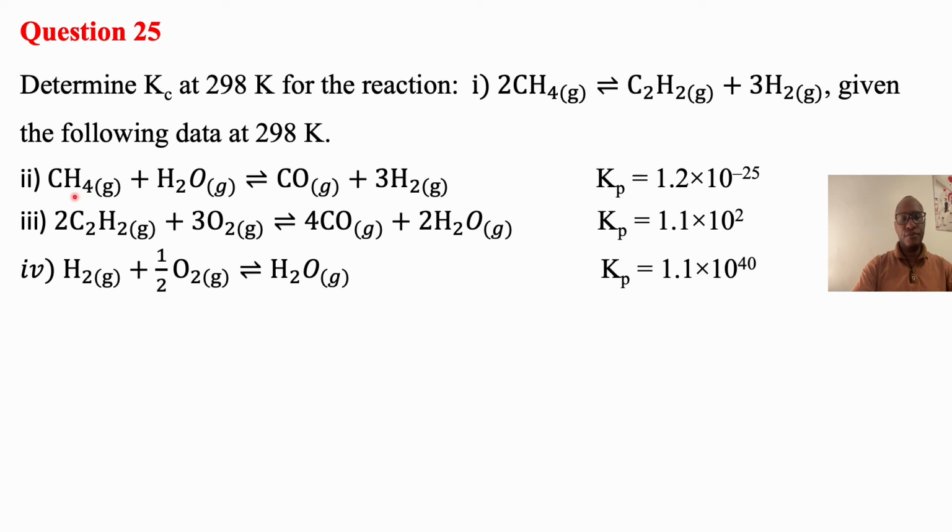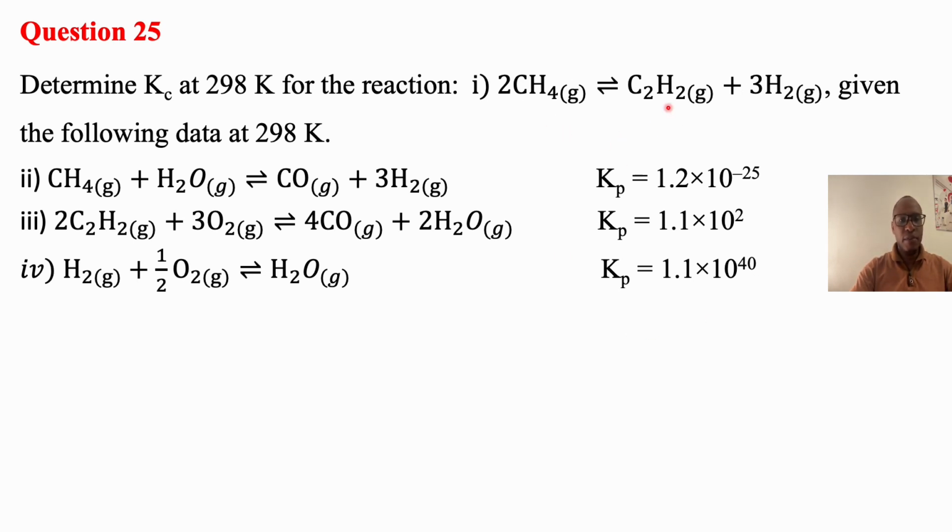Here we have this methane in the reactant. Here also it is in the reactant, but here we have 2. That means this one we need to multiply by 2, but that means we need also to take Kp raised to the power of 2. Again, what you need to know is that they are asking for the Kc. After getting the Kp for the overall reaction, then you will use the relationship between Kp and Kc to calculate the Kc.